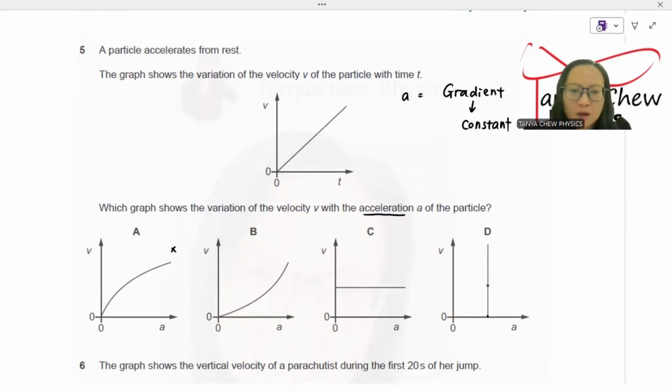That is wrong. B, it means that the value of acceleration is changing when the value of v is changing. So that's wrong. C, the acceleration is changing, but the v is constant. That is wrong. D, the value of v is changing, but the acceleration remains at one fixed value. That is why the answer is D.